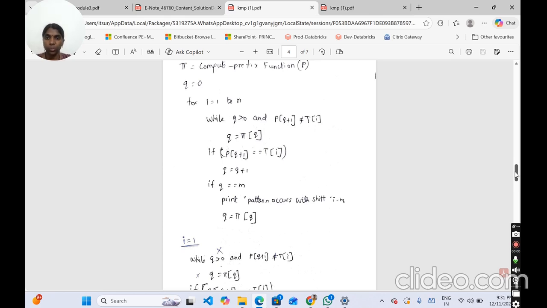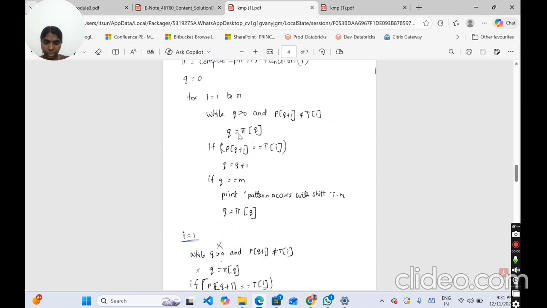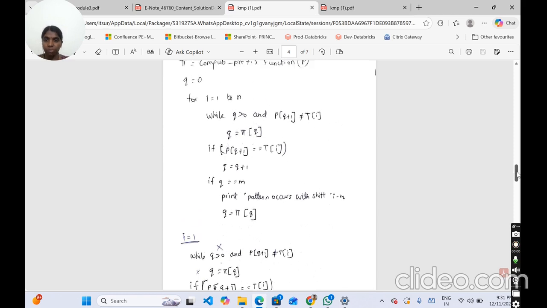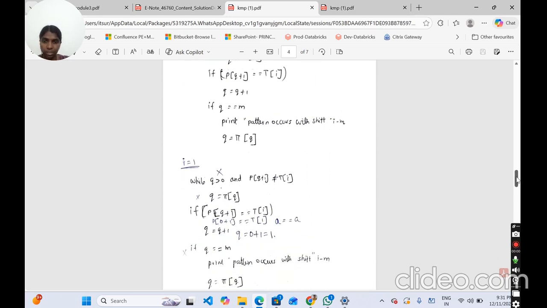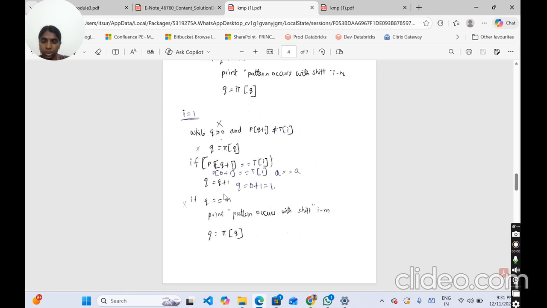So for i equal to 1 to n, that means from the first letter to the nth letter in the given text, we compare all the letters. If our pattern and text are matching for the full length, then we say that this shift is fine: the pattern occurs with this shift. If it is not the case, we continuously verify till n. So for every iteration we write this code, replace the q values, and check which step will be executed, like how we calculated pi.